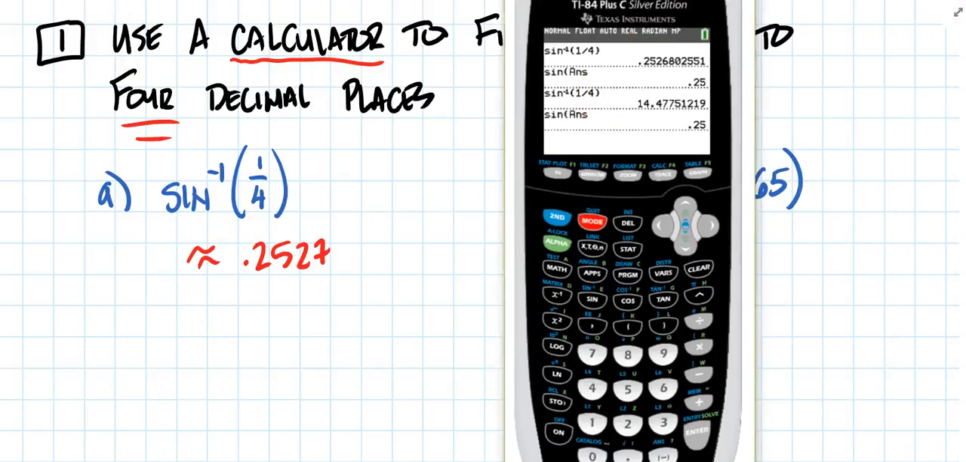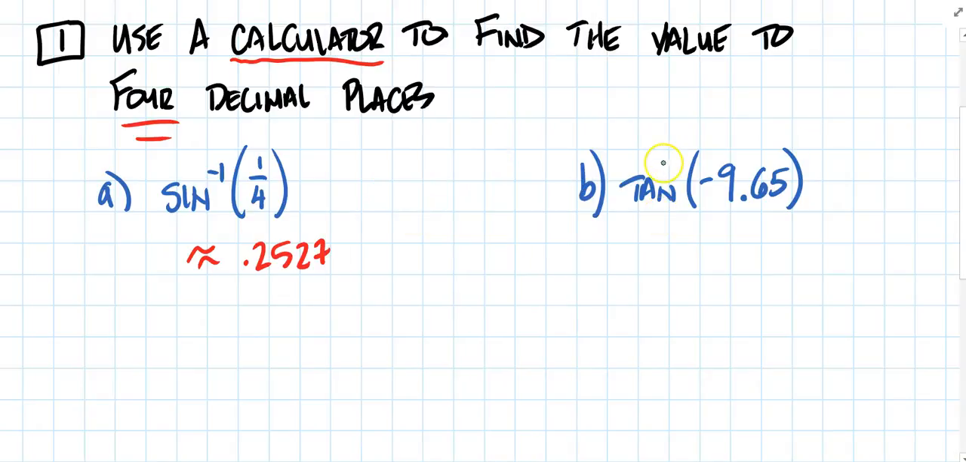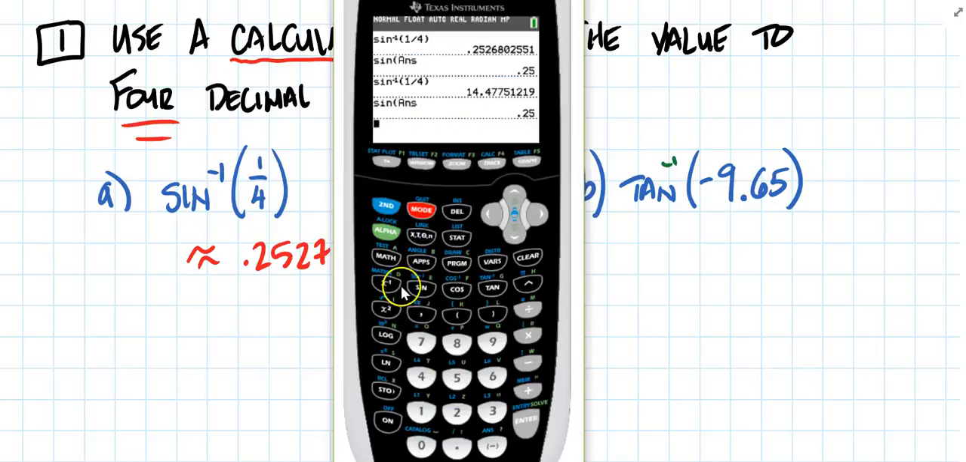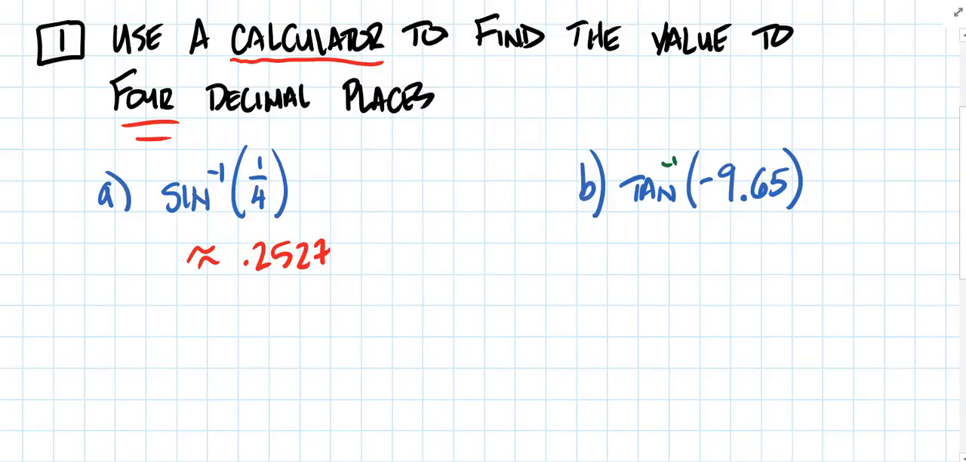And then this next problem says, what's the inverse, or sorry, this should be inverse tangent. My bad. Inverse tangent of negative 9.65. So again, no big deal. We'll just say second inverse tangent of negative 9.65. Push enter, and boom. So we get negative 1.47. We'll now round that. So this is approximately negative 1.47 radians.